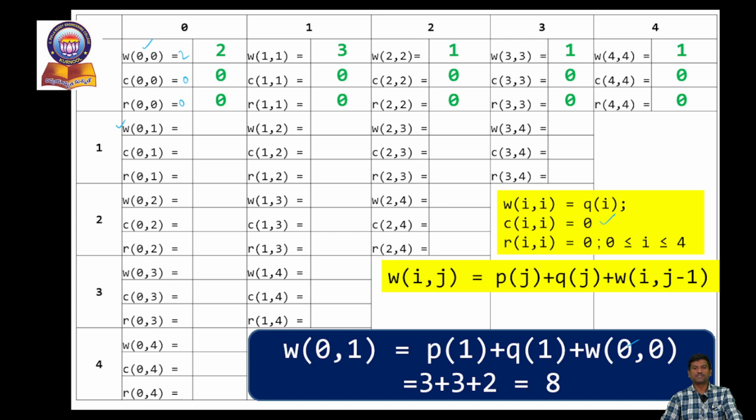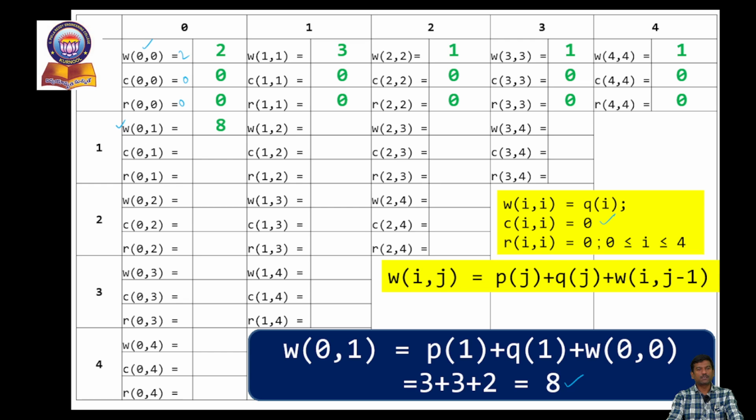So substitute, that is P of j. What is the value of j? That is 1. So P of 1 plus Q of 1 plus W of 0, 0. Substitute the values of i, j respectively, where you get the value to be equal to 8. And that is how W of 0, 1 is calculated as 8.